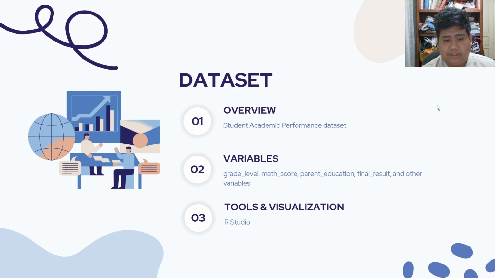So this is the data set. The data set that we use is the student academic performance. We are using the clean version that has 681 students. The data set we obtained from Kaggle. This data set has a few variables that we use, such as the grade level, the math score, the parent education, the final result, and other variables that we use in these four different kinds of tests.